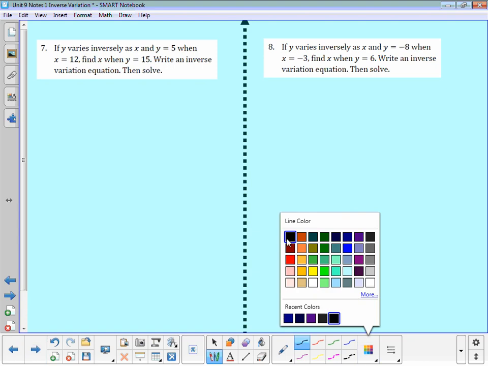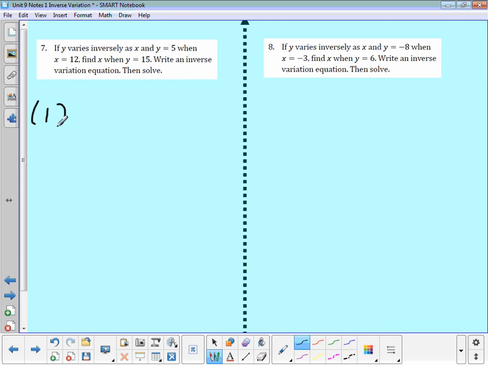So if y varies inversely as x, when y is equal to 5 and x is equal to 12. So x is equal to 12, y is equal to 5. Find x, so we don't know x, when y is equal to 15.